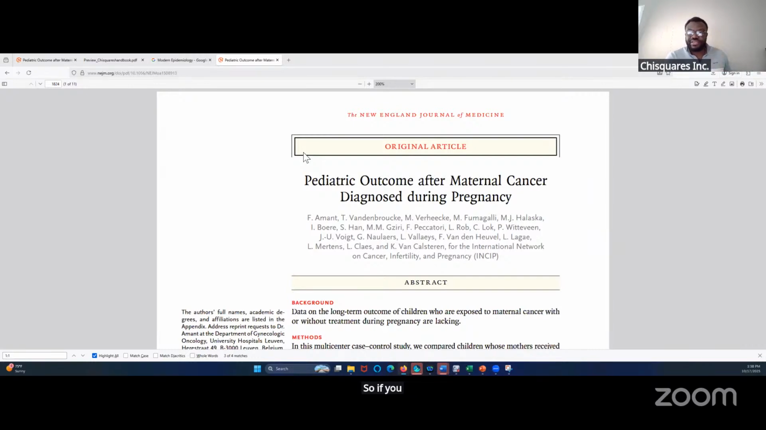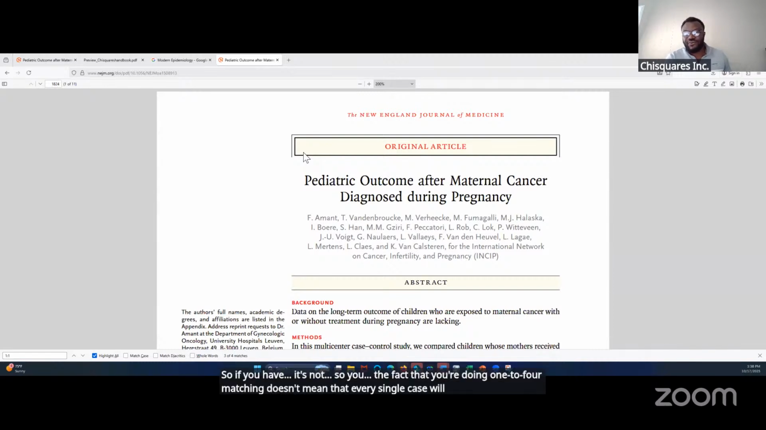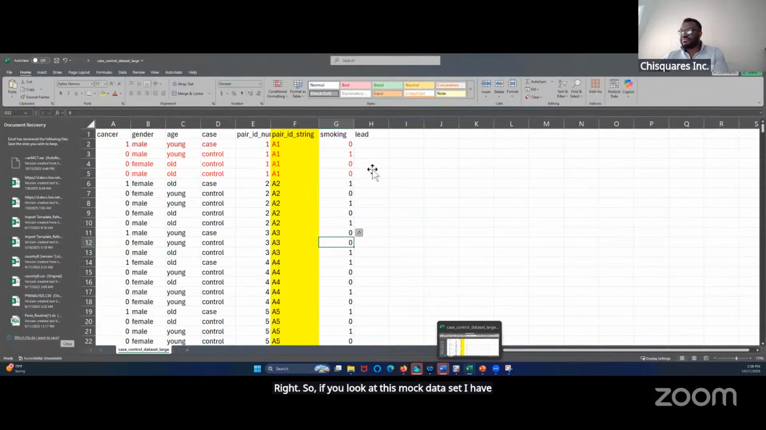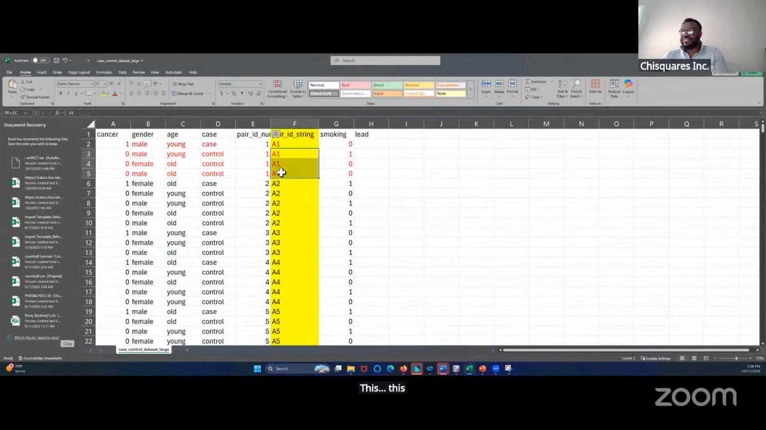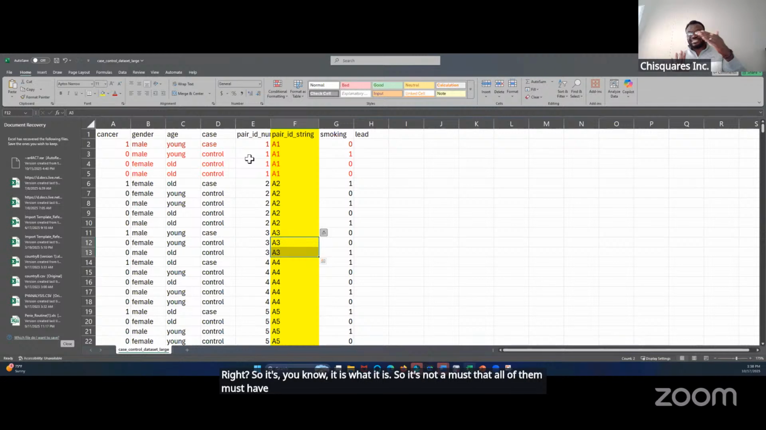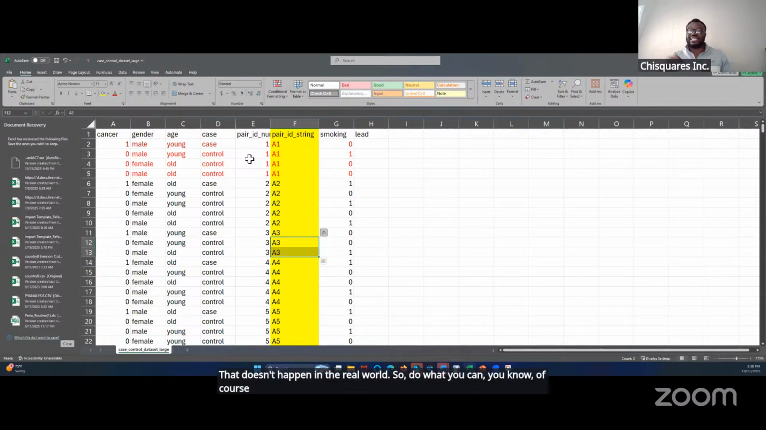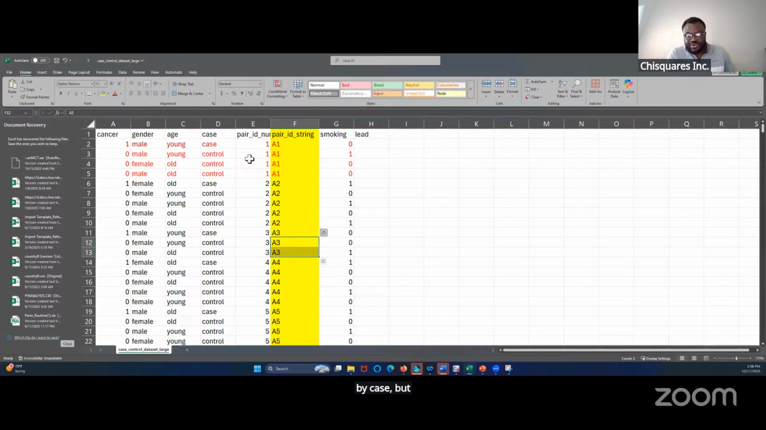The fact that you're doing 1:4 matching doesn't mean that every single case will have 4. If you look at this mock data set I have here, this one case has 3, this one case has 4, this one has 2. It is what it is. It's not a must that all of them have the exact same number. That doesn't happen in the real world. So do what you can. Of course you have a standard, you say we're going to match up to 4 controls per case, but you end up with some cases that only have 1, that's fine.